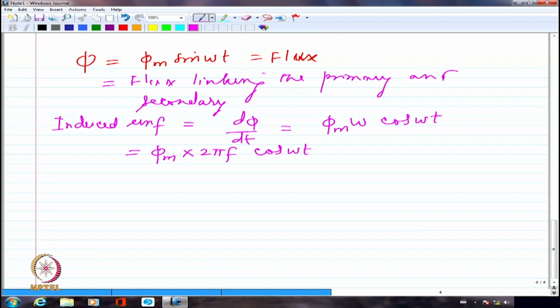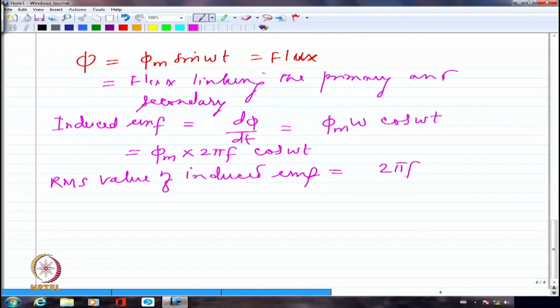Now, I can say that the RMS value of induced EMF will be equal to 2 pi f multiplied by phi m divided by root 2, because it is cosinusoidal, right? The peak value of voltage is 2 pi f into phi m. I am dividing that by root 2 to get the RMS value. So if you calculate it, it will give you 4.44 f multiplied by phi m. This is what is going to be the voltage induced in a transformer per single turn.